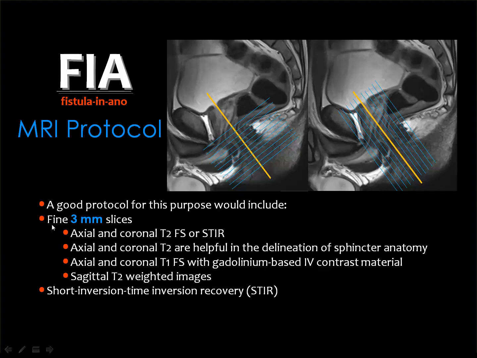And we should have 3 millimeter slices, and we should have the axial, sagittal, and the coronal T2 weighted images. Then we have axial and coronal T2 with fat suppression. Then we have axial and coronal T1 fat suppression after injection of contrast, and you should have the sagittal T2. Then we should have axial, sagittal, and coronal high resolution T2. Then we should have axial and coronal T2 with fat saturation. Then we should have axial and coronal T1 with fat saturation after injection of contrast material.